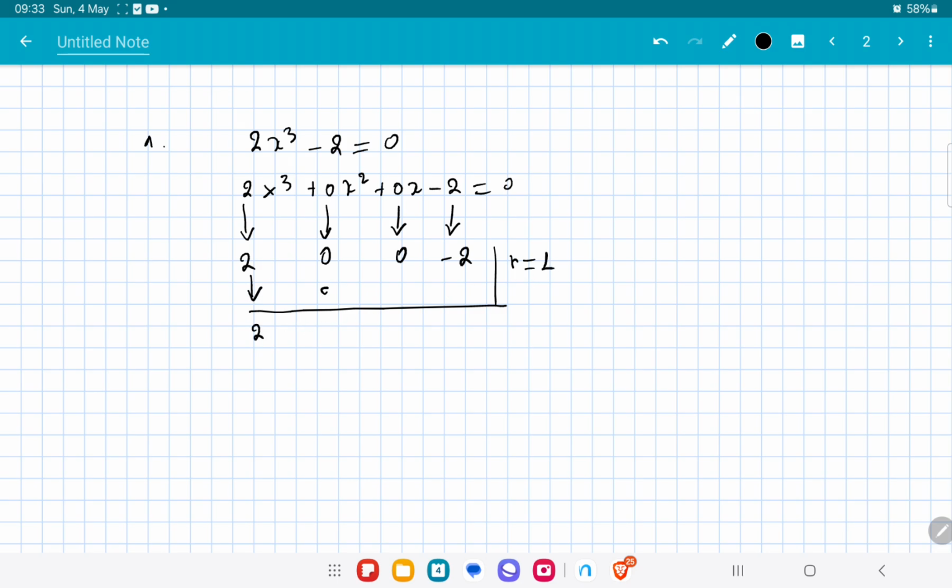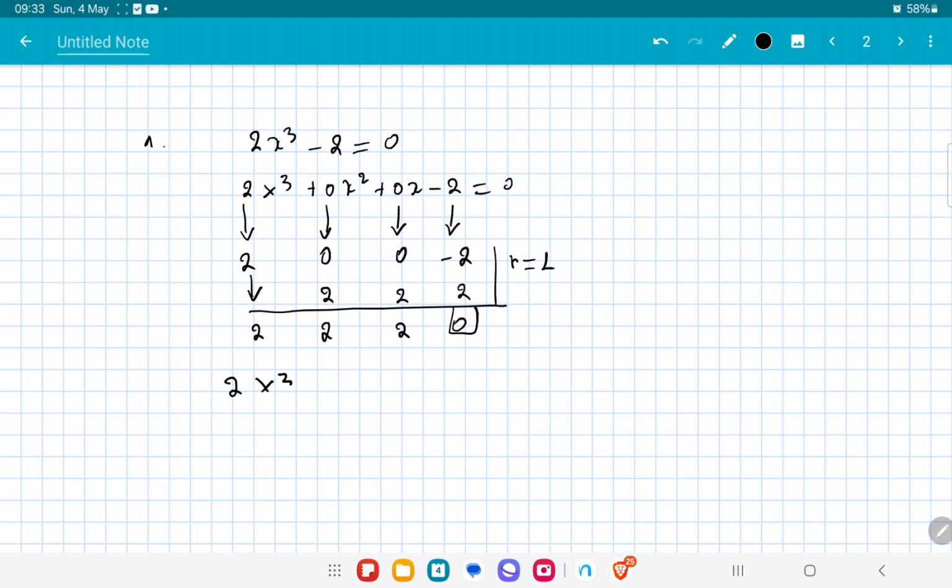2 times 1 is 2. 0 plus 2 is 2. 2 times 1 is 2. Then 0 plus 2 is 2. 2 times 1 is 2. So here I have the coefficients of a polynomial of degree 2.